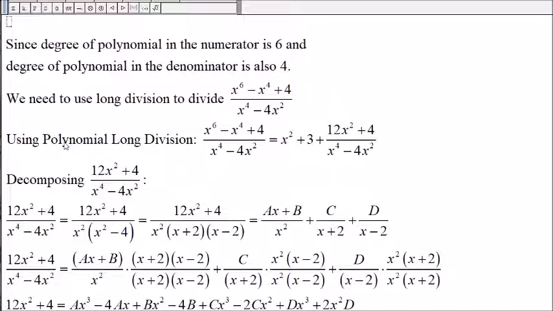And so using polynomial long division, divide x to the 6 minus x to the 4th plus 4, divided by x to the 4th minus x squared. Then we will get x squared plus 3 plus (12x squared plus 4) divided by (x to the 4th minus 4x squared). And now we need to decompose this quotient here into partial fractions.